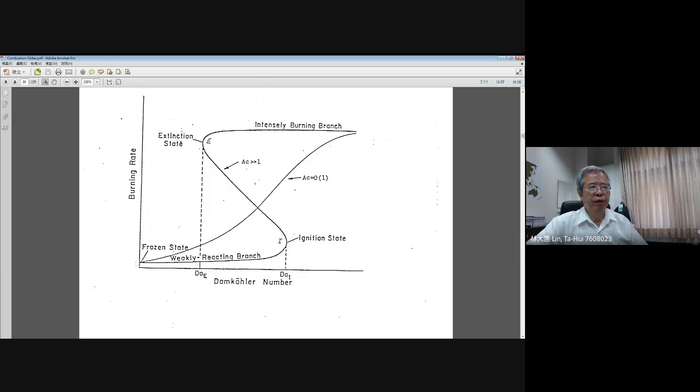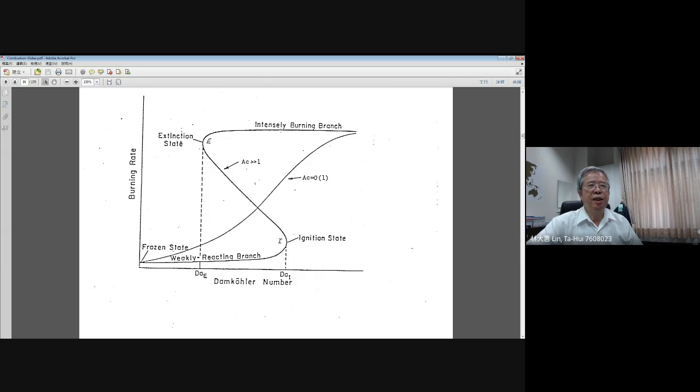Ignition starts from the frozen state, and we try to increase our heat supply from outside. Then the chemical reaction will be enhanced slowly, but at a certain point, suddenly in the control volume, a strong chemical reaction occurs. Then you will generate a propagating premixed flame. And in this case, the burning rate is very strong.